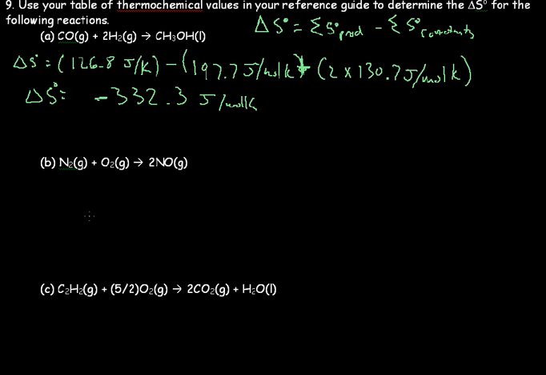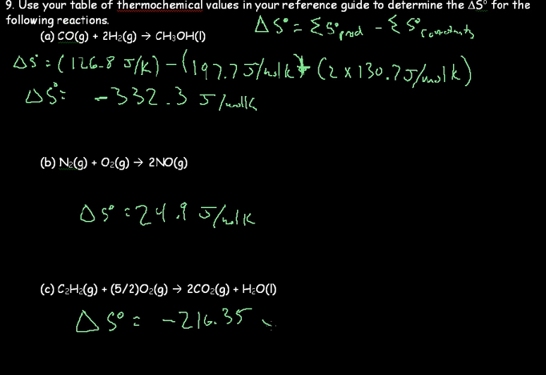If we look at letter B, done the same way, we should find a delta S of 24.9 joules per mole Kelvin, or joules per Kelvin, either way. And our delta S naught for letter C will be negative 216.35 joules per mole Kelvin. All right, very similar. I'm not going to expand too much on these.